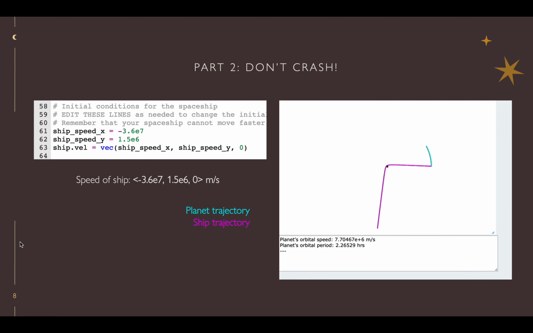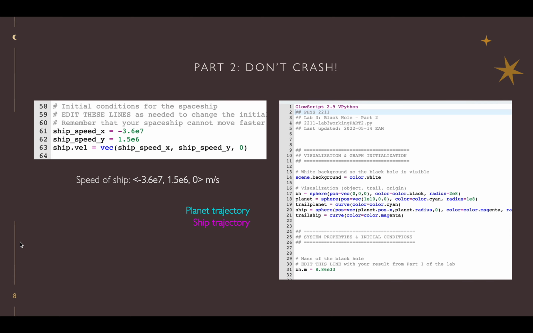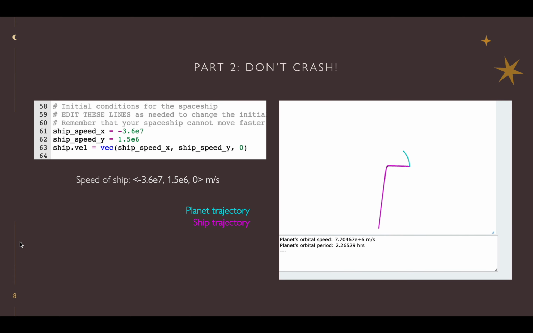In the last section of code, I used trial and error to find the x and y components of velocity that get the ship closest to the planet and black hole without crashing, and I found that negative 3.67 times 10 to the 7th, 1.5 times 10 to the 6th was the closest that I could get for velocity. As you can see in the video that was produced by the code, the ship trajectory in magenta narrowly misses the black hole while the planet in blue continues to orbit.